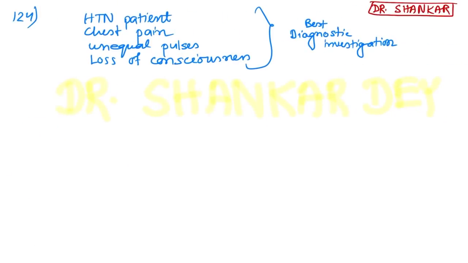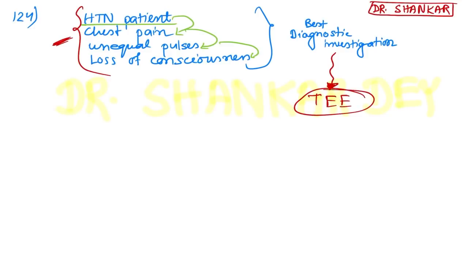Next, coming to question number 124. This was also a clinical-based question. The question was: hypertensive patient, chest pain, unequal pulse, loss of consciousness, based diagnosis. Actually, I have forgotten the actual question scenario, but the answer I still remember: TEO, transesophageal echo, because I think the patient was fully conscious and clinically stable.